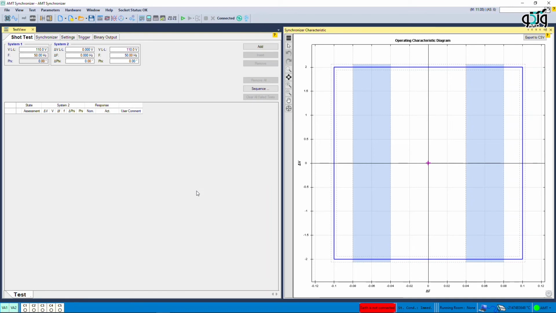If any of these two parameters is lower or higher than the specified limit, the relay synchronizes the two systems by giving the command for an increase or decrease in the AVR and the governor. The synchronizer room has several pages and exclusive windows. The two main windows of this room are test view and synchronizer characteristic. The short test and synchronizer test are done in test view window.